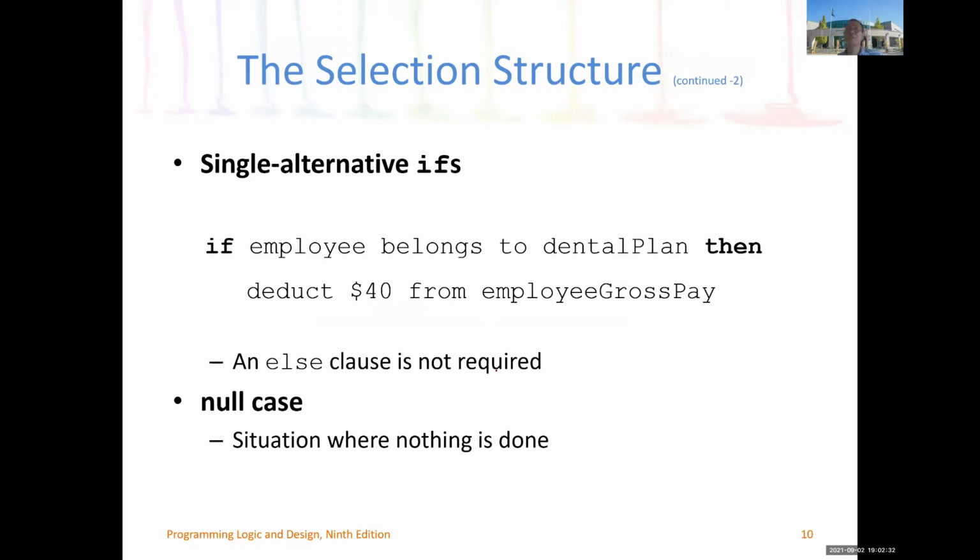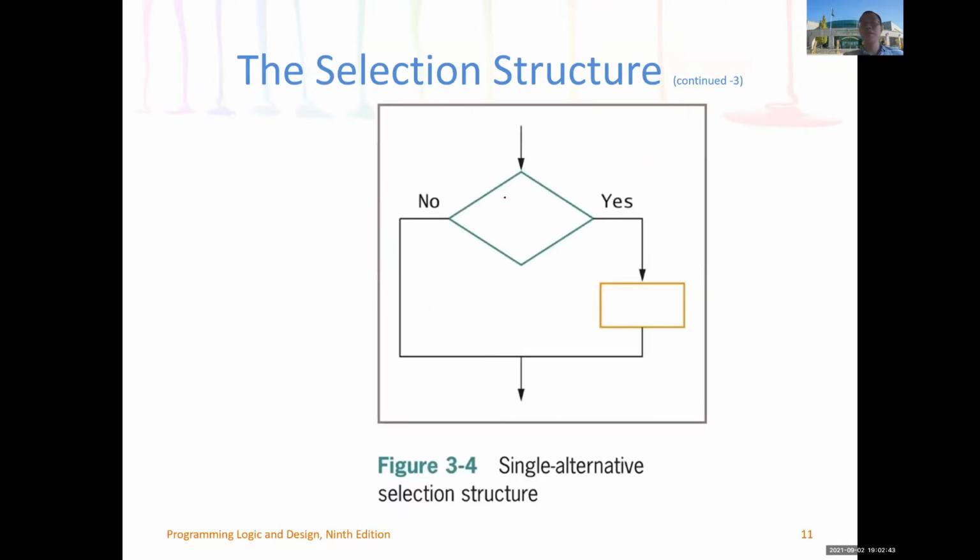And also you have a single alternative. In the single alternative, you also have the condition to check. If the condition is correct, do something. If no, don't do anything. If the condition is yes, do something, but if no, don't do anything and keep going on.